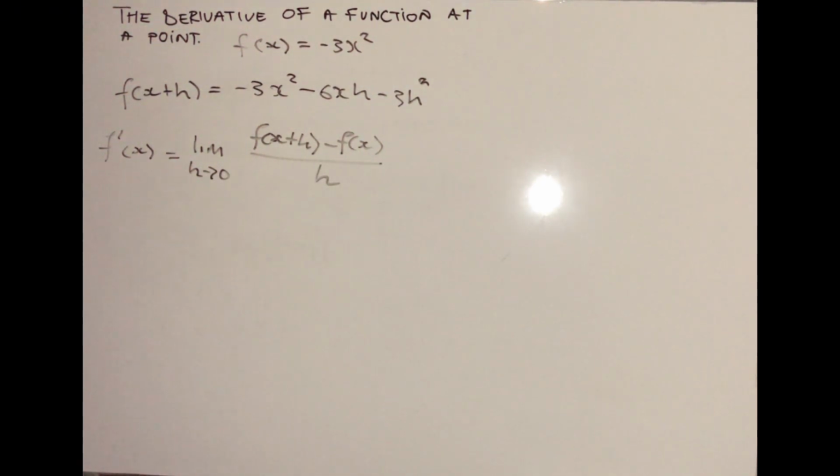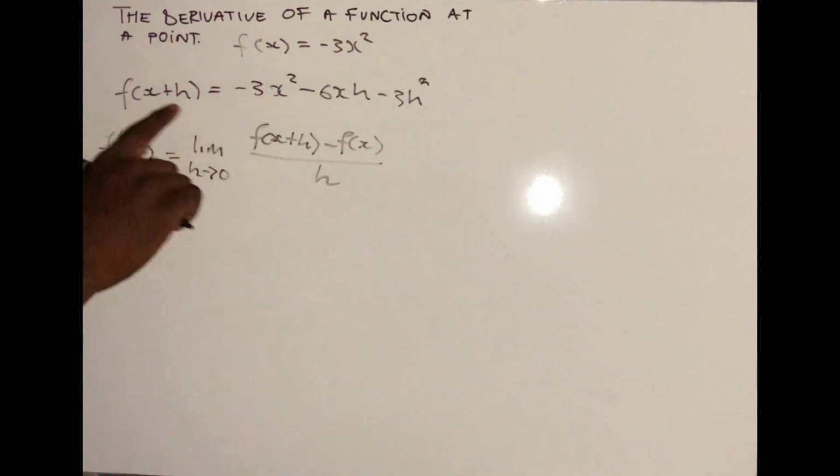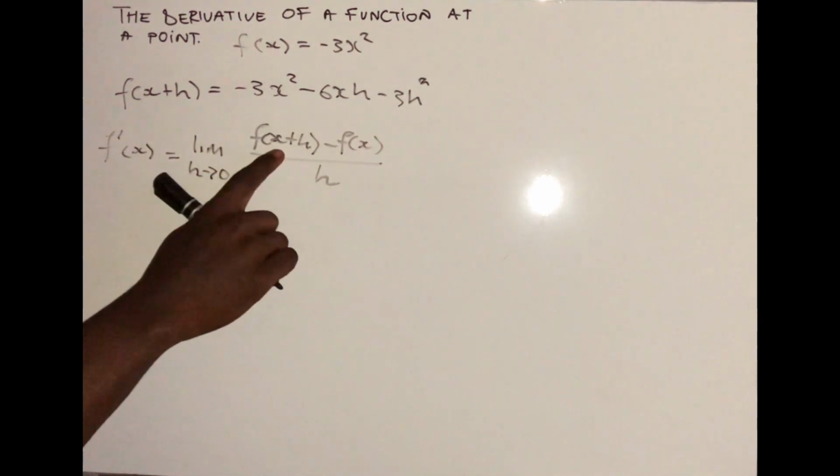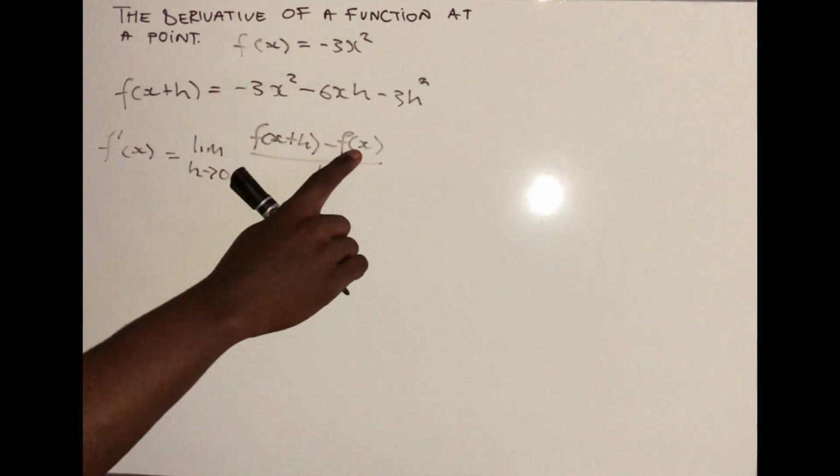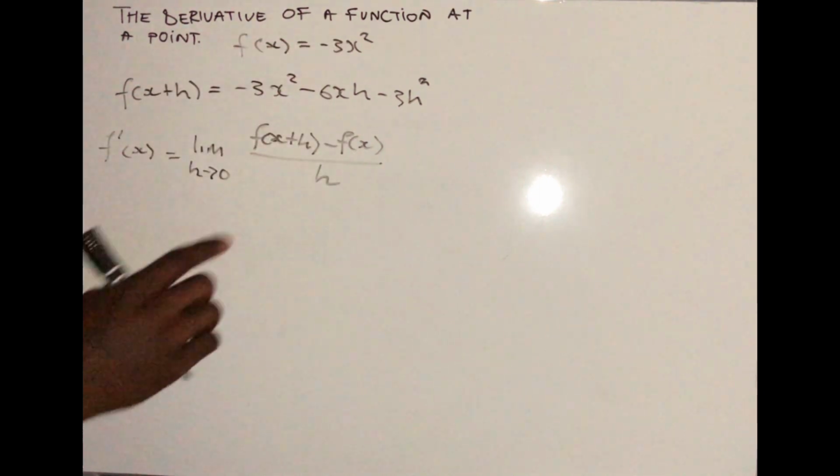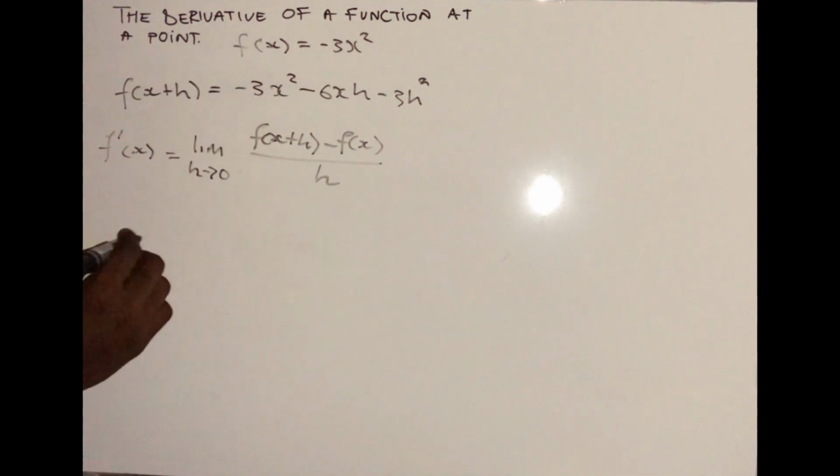In the final exam, or in any exam, assignment or test, they will always tell you to use the first principle. They're going to state that you should use the first principle, whereby you follow this procedure. And then now we have f of x plus h. We substitute it here. And f of x is negative 3x squared, and then we put it here.